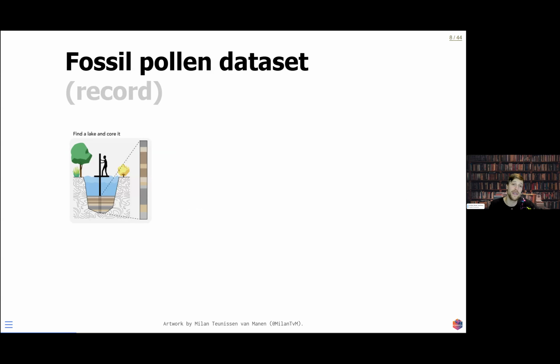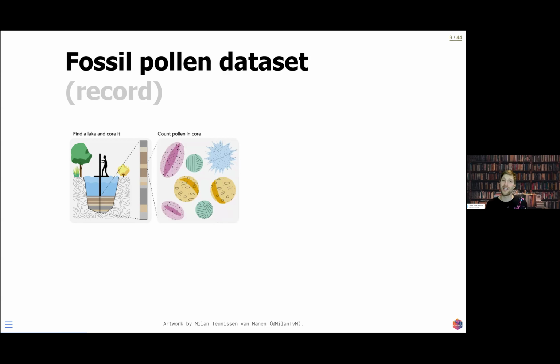Normally the process starts when we find a good deposition environment. It could be a lake, a mire, bog, swamp, but also the bottom of an ocean or an archaeological dig. In that place, we extract a core, which is basically a tube, where we see the individual sedimentation layers, here represented by different colors. In the next step, we take samples from these different depths of the core.